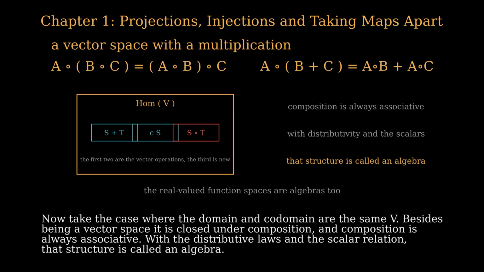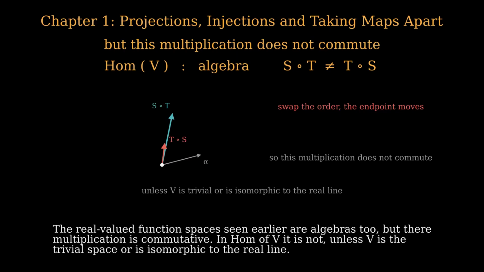Now take the case where the domain and codomain are the same V. Besides being a vector space, it is closed under composition, and composition is always associative. With the distributive laws and the scalar relation, that structure is called an algebra. The real-valued function spaces seen earlier are algebras too, but their multiplication is commutative. In Hom of V it is not, unless V is the trivial space or is isomorphic to the real line.